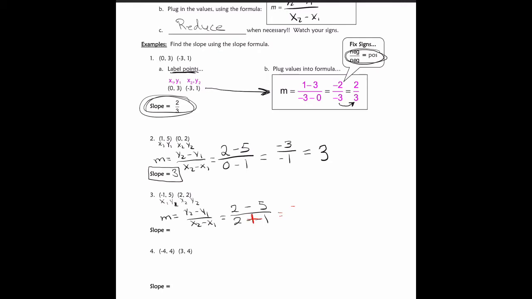So I would have negative 3 on top. 2 plus 1 gives me 3 on the bottom. So negative 3 divided by 3 would leave me with negative 1. So my slope would be negative 1. All right, last example here. Label your points. x1, y1, x2, y2. Formula.